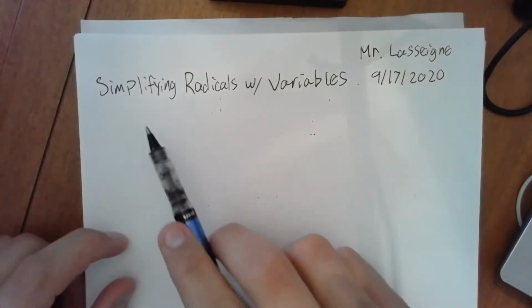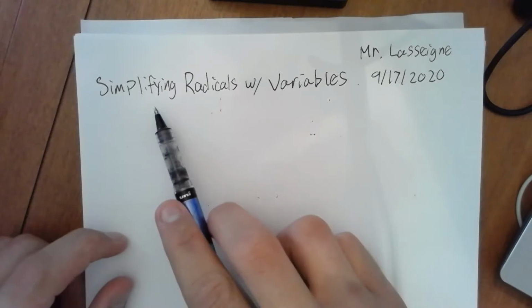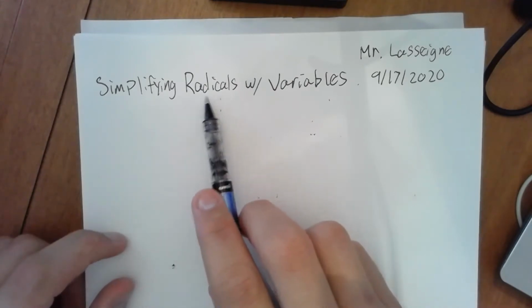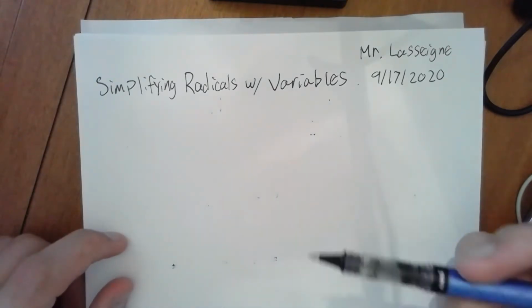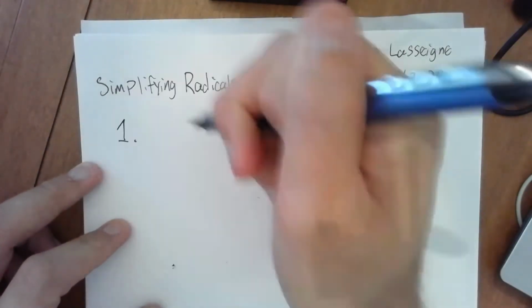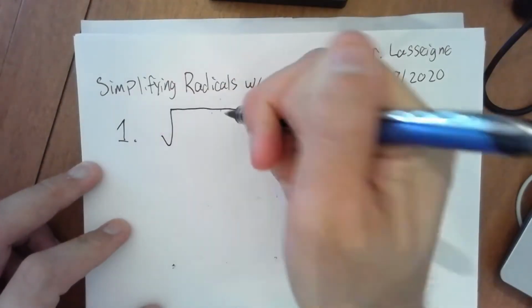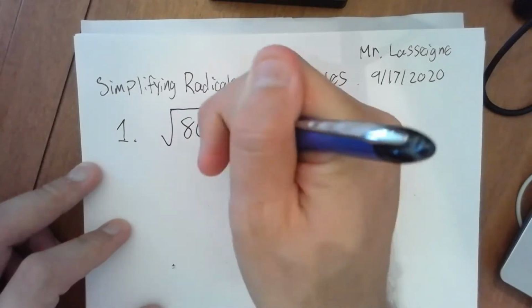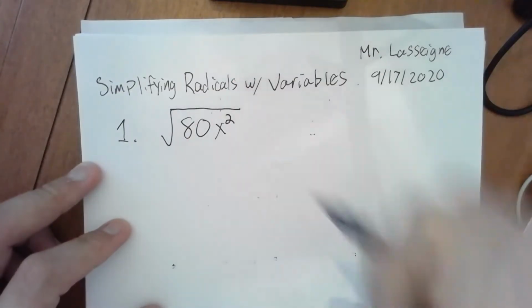Okay, so today's lesson piggybacks off of yesterday's lesson. Once again, it's simplifying radicals. It's just this time with variables. Okay, so let's have an example here to kind of show what that looks like. I'm going to start with the square root of 80x squared.